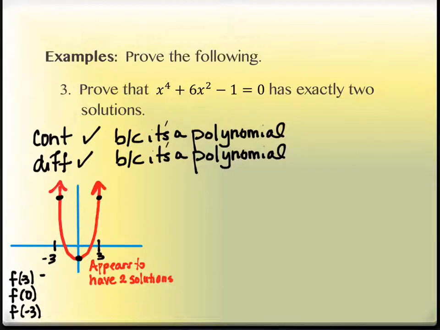What value do you get at plugging in -3? I don't have this one written down because you guys picked it, so somebody tell me what you get. What happens when you plug in -3 into x to the fourth plus 6x squared minus 1? Your table will do it. What'd you get, Josh? 134. What happens when you plug in 0? That's -1. And you plug in 3? It's another 134, right? Okay.